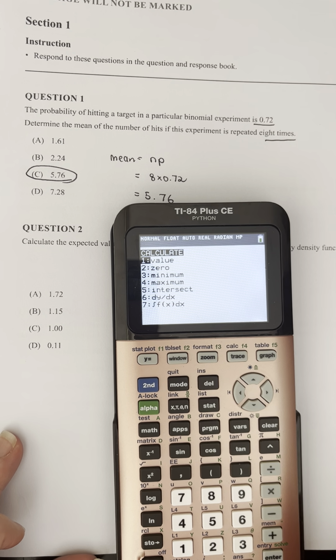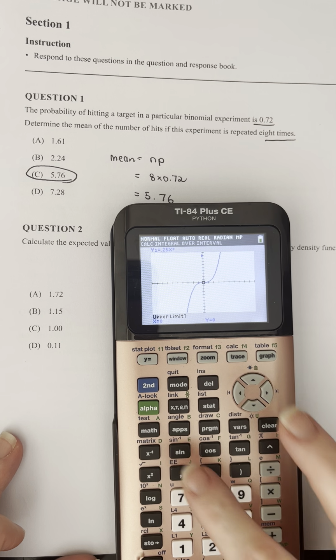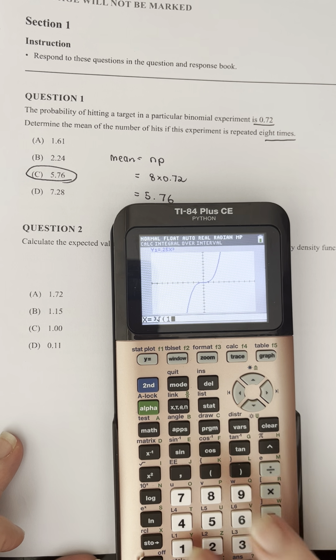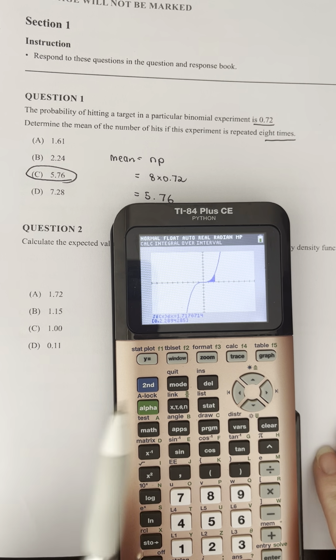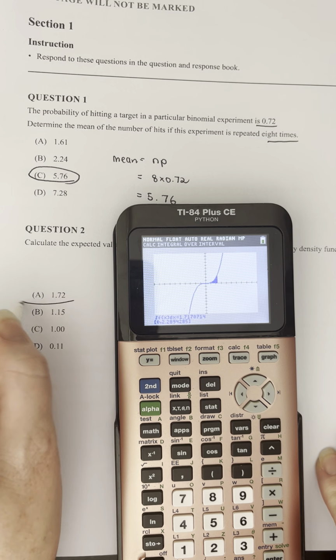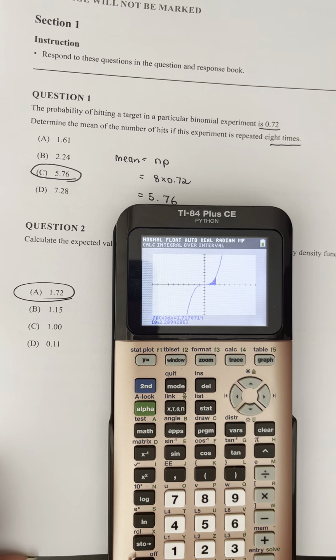So I can do my second trace, 7. My lower limit is 0, and my upper limit is the cube root of 12. And so that gives me 1.717. So looking over to the answers, that would be 1.72, which is A.